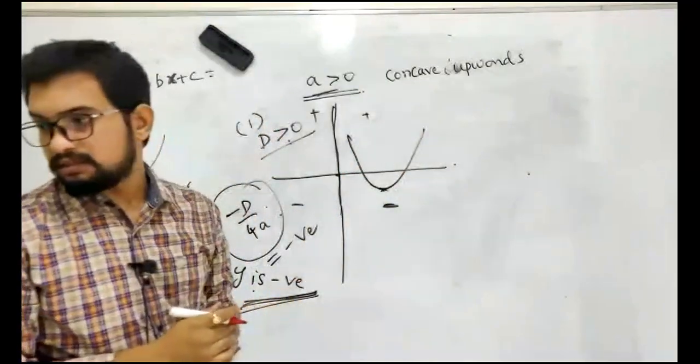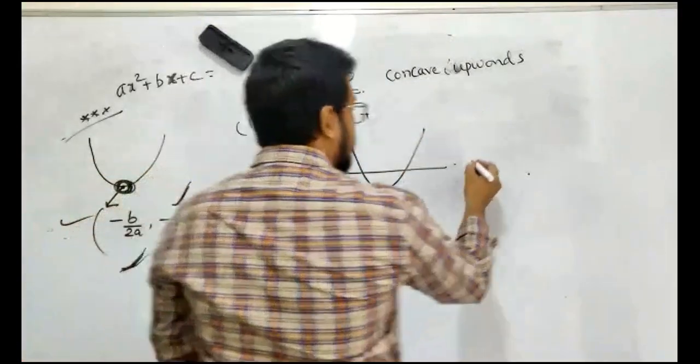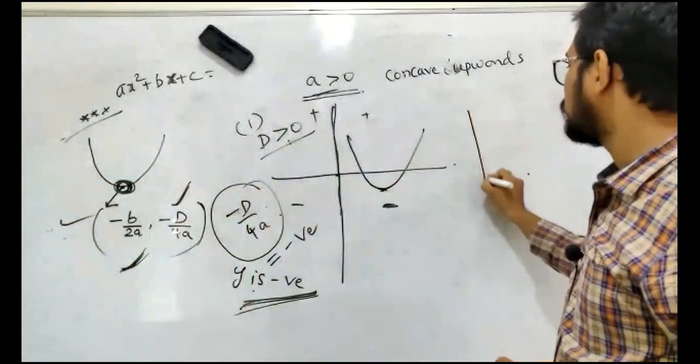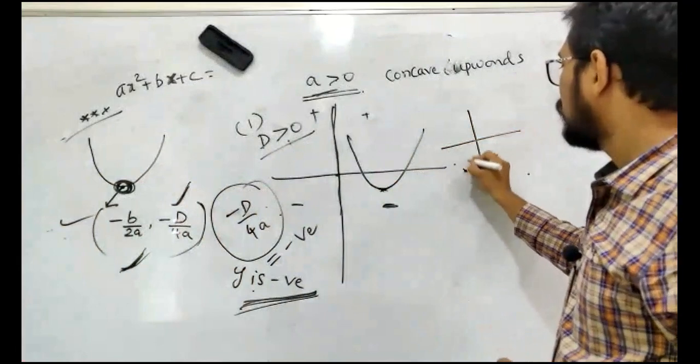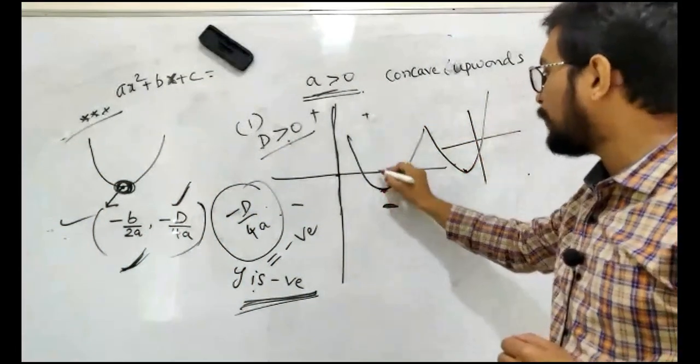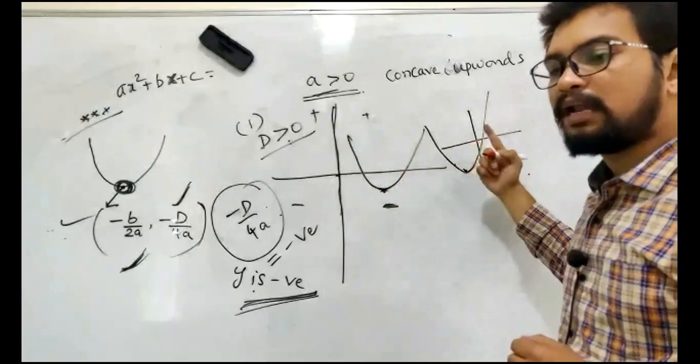The parabola will be like this. Let's say roughly the point is somewhere here. Roughly the parabola looks like this. If the point is like this, let's assume the parabola is like this.